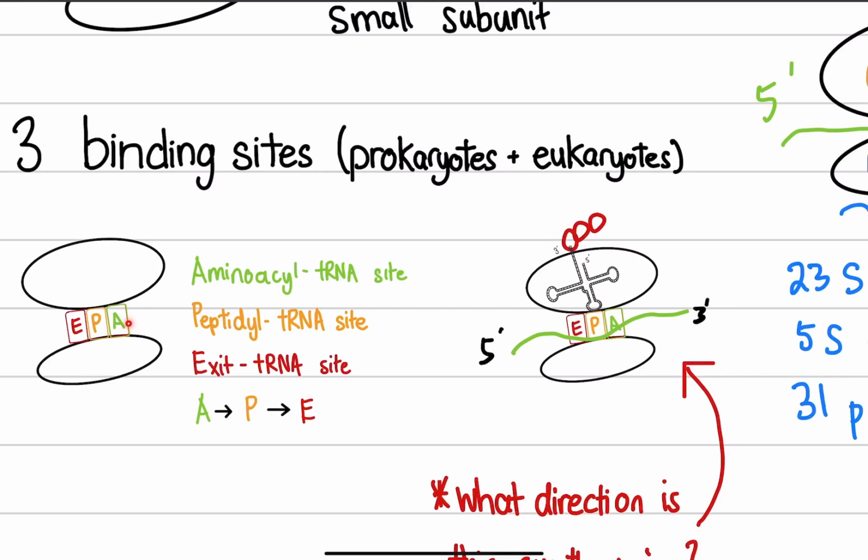The reason it's called the A is because it's the aminoacyl tRNA site. This is where the aminoacyl tRNA first comes. An aminoacyl tRNA is just a loaded tRNA. We've talked about this in the previous video. Then we have the peptidyl tRNA site, where peptidyl just means that the peptide is growing. And then E stands for the exit site, where the tRNA is just falling off.